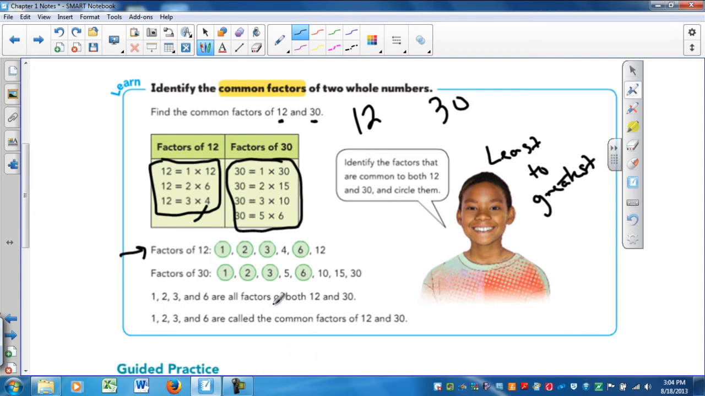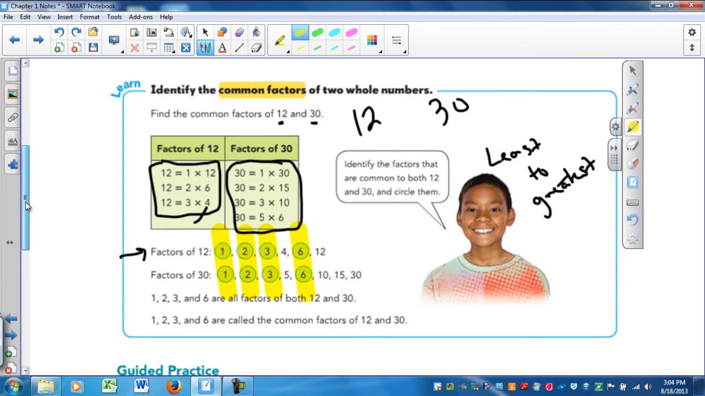Now what they're doing is identifying which ones they have in common. You can see that they have those circled. They have 1's in common, 2's in common, 3's in common, and 6's in common. So the common factors are 1, 2, 3, and 6. That's all they have in common. They don't have anything else in common. Okay, let's go to the next one.